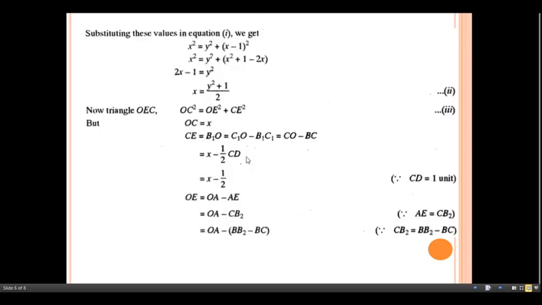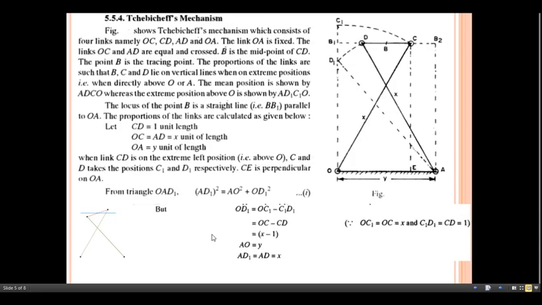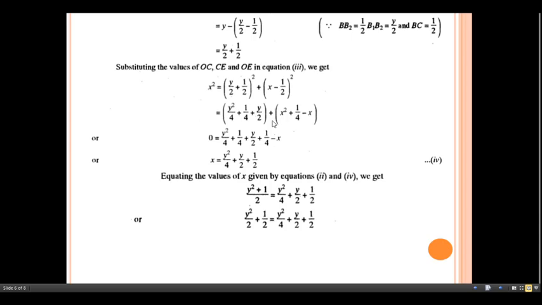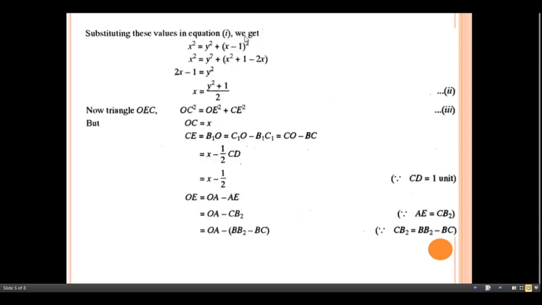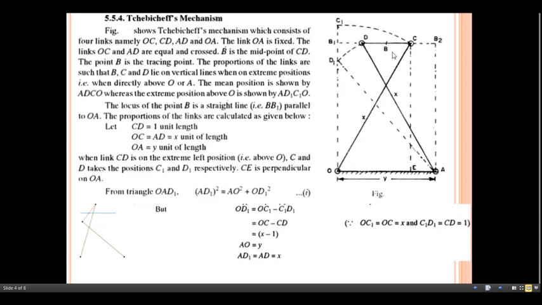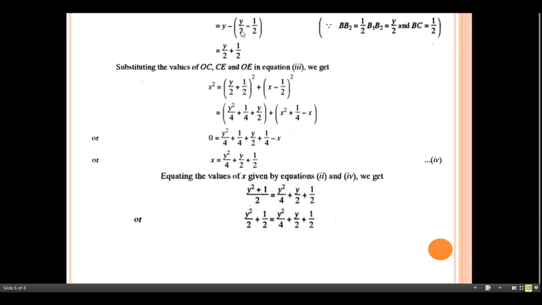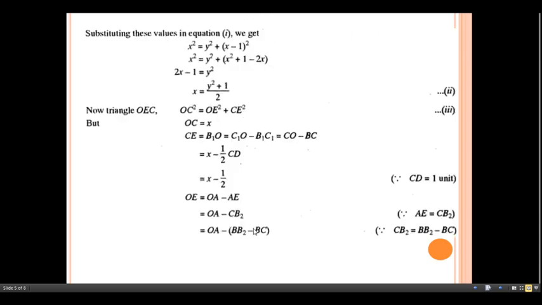So what do we get here? Here we know the OA. What's about the length OA? We have assumed OA is nothing but the Y. OA is nothing but the Y minus CB2. CB2 is nothing but the BB2 minus BC. So what's about the BB2? For that, if you just see the total length we have considered as Y. So what's about the half of this one? Half of this one is nothing but Y by 2. So here Y by 2 is written minus next one BC.